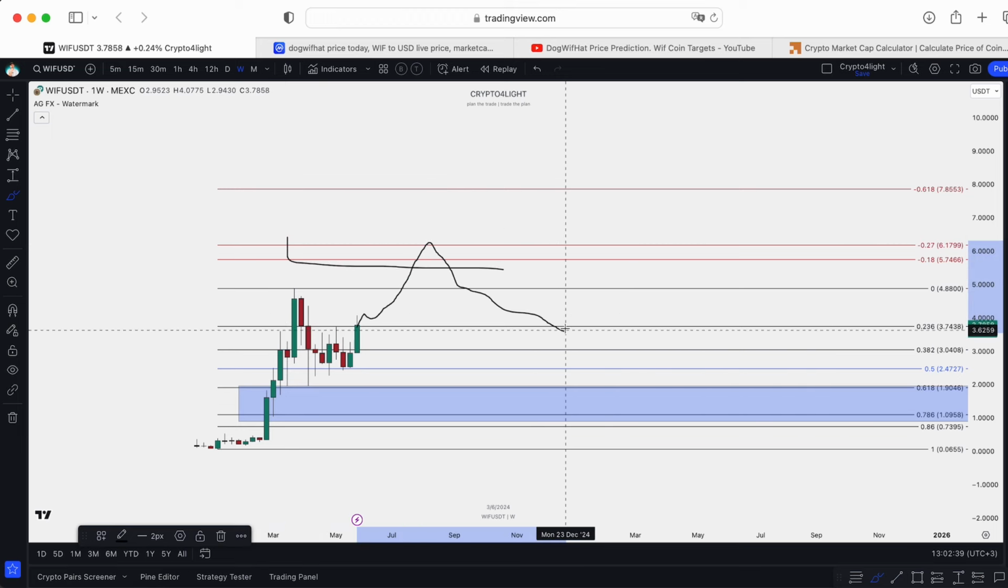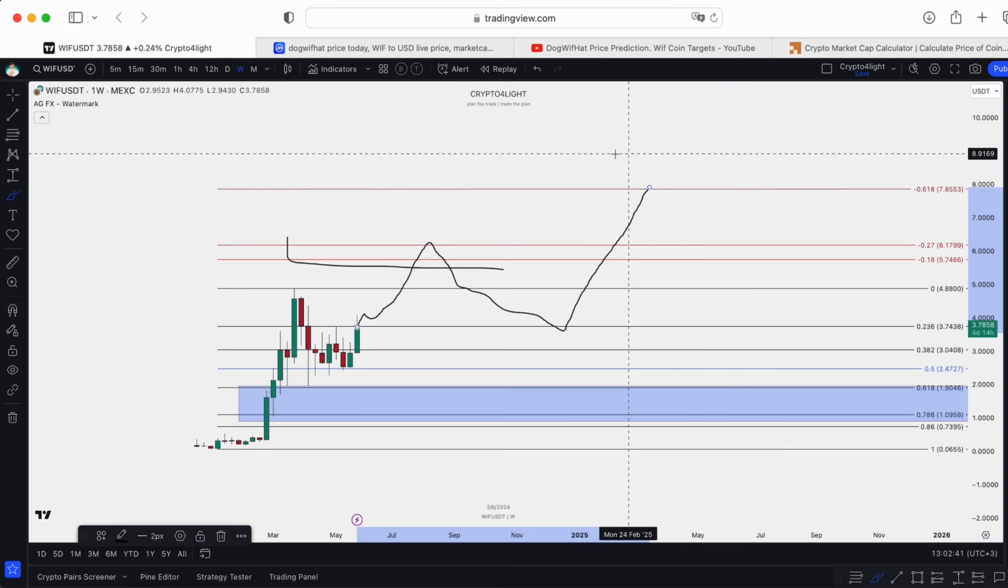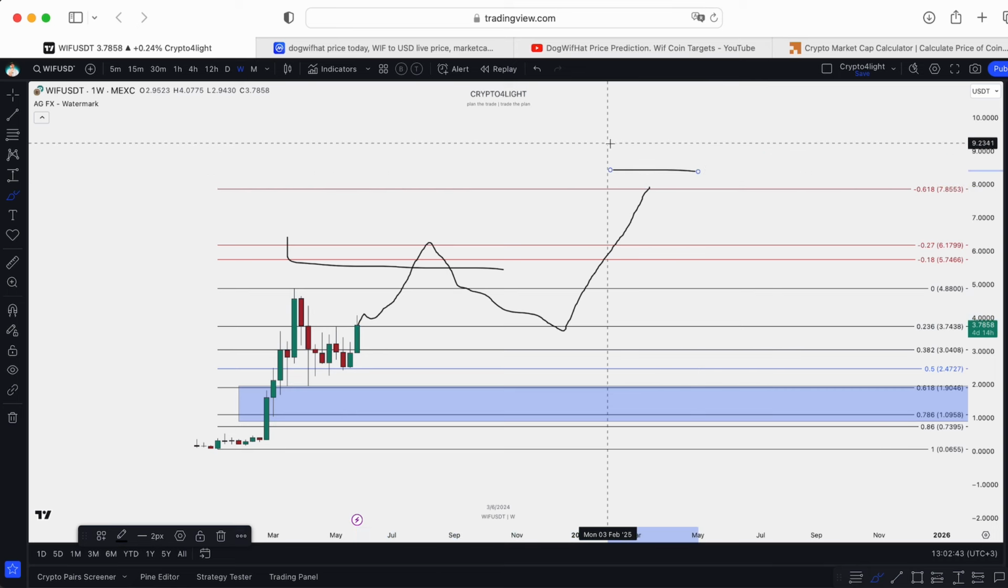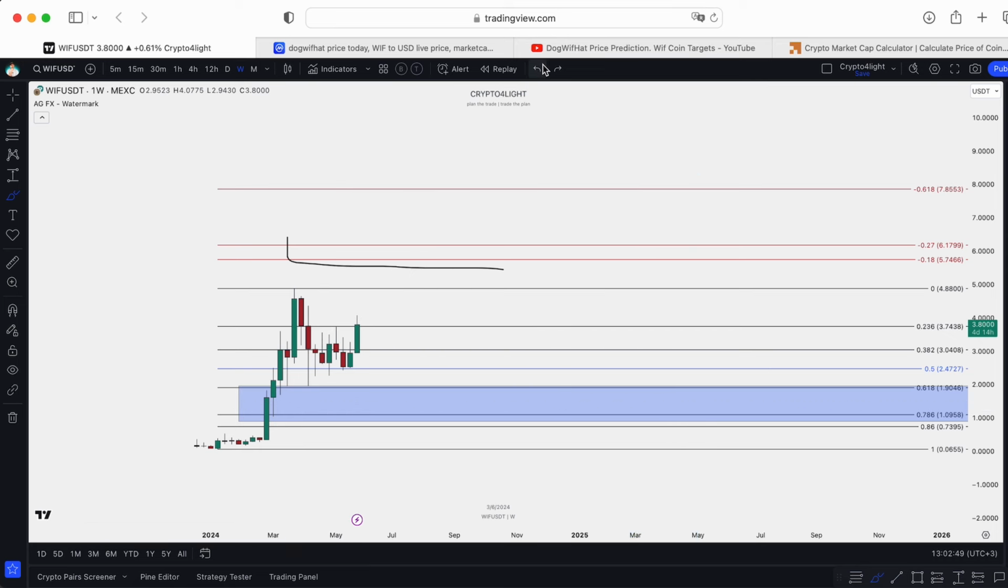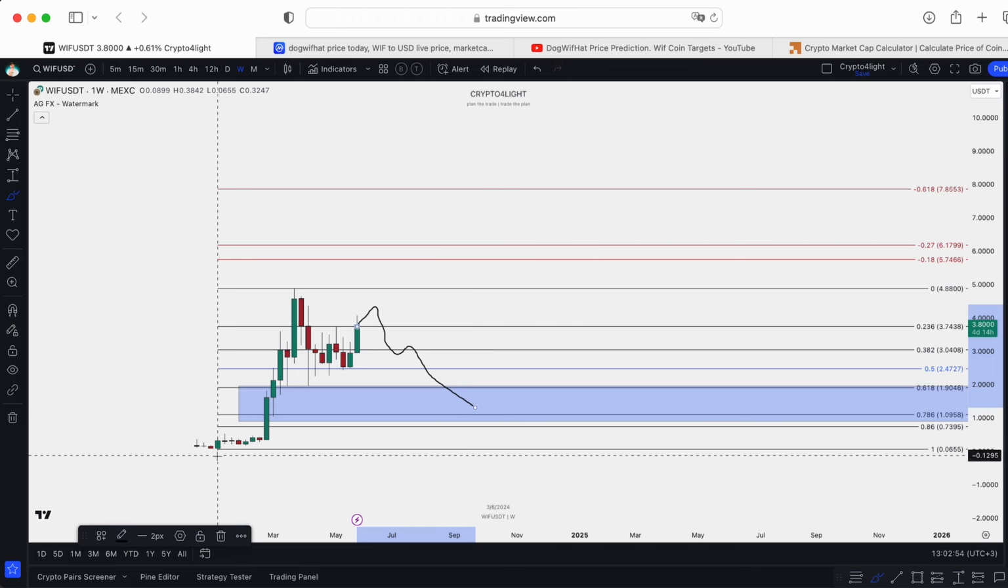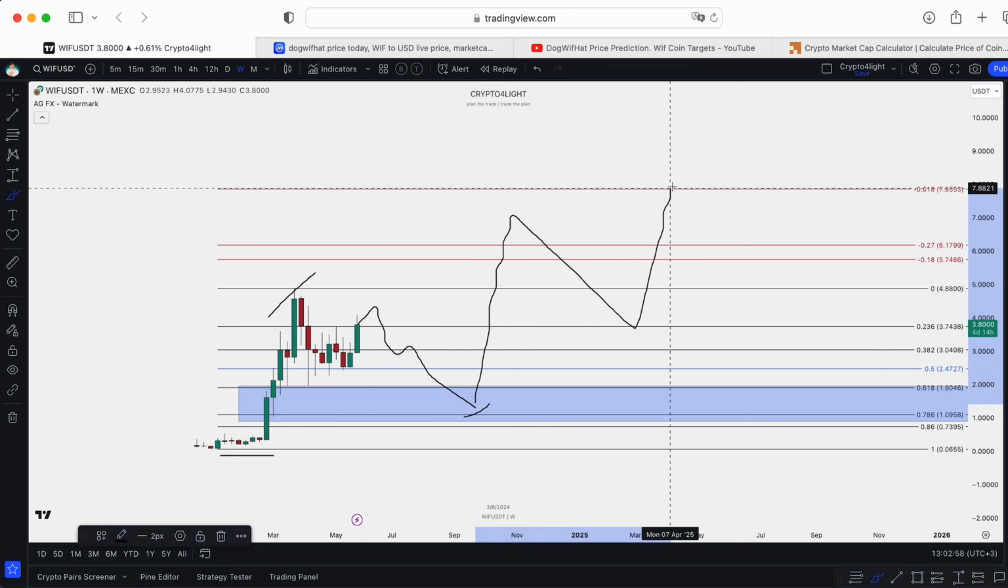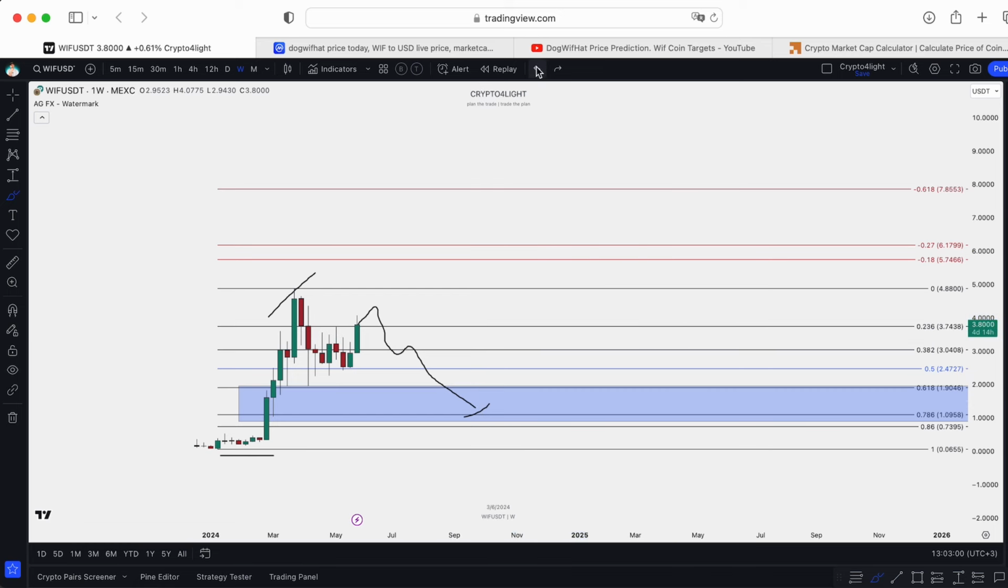We can see even a move like this one, and then the top. So if the 8 billion market cap is the highest point for DogWifHat, we can see something like this and still keep the structure. The worst case scenario for DogWifHat is that we drop like this, still keep the structure, and continue the rally higher.